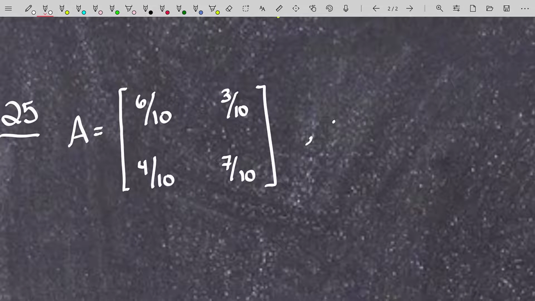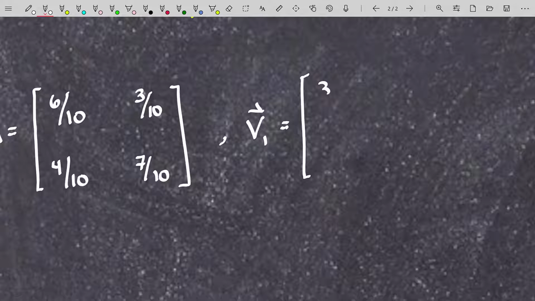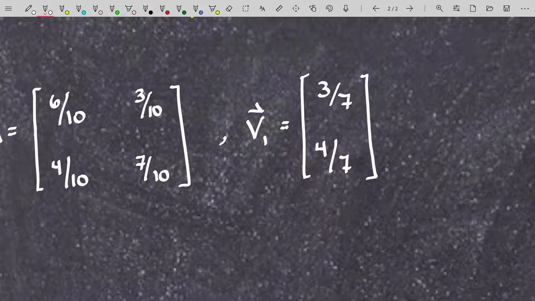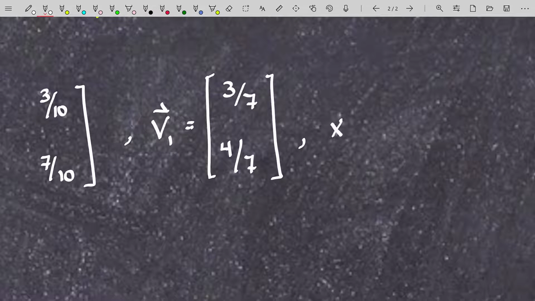And then V sub 1 is a vector. Very special vector they're going to tell us about in a moment. And that's 3/7 and what is it? 4/7. Another reason why I wanted to get rid of those decimals, because they're mixing decimals and fractions. And then X naught is the vector 1/2, 1/2. All right. So that's the setup.